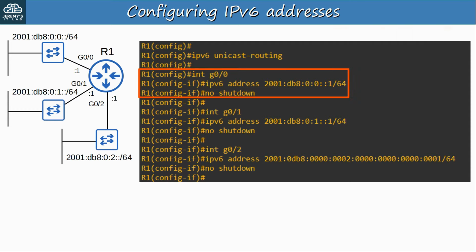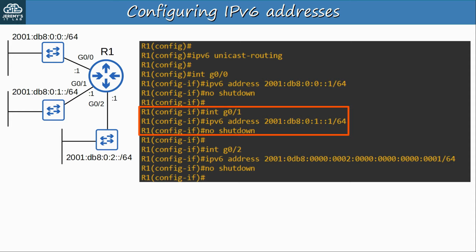Next up, I configured the G0/0 interface. The command to configure an IPv6 address is ipv6 address, followed by the address and prefix length. You'll notice that a lot of IPv6 commands are the same as in IPv4, except instead of ip, the command uses ipv6. Also notice that you can use the shortened version of the IPv6 address. The router will understand. Remember to use no shutdown to enable the interface too.